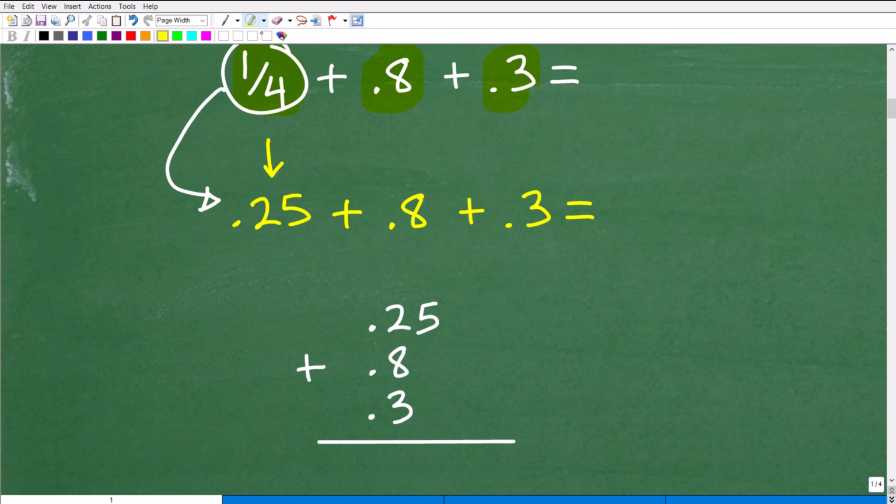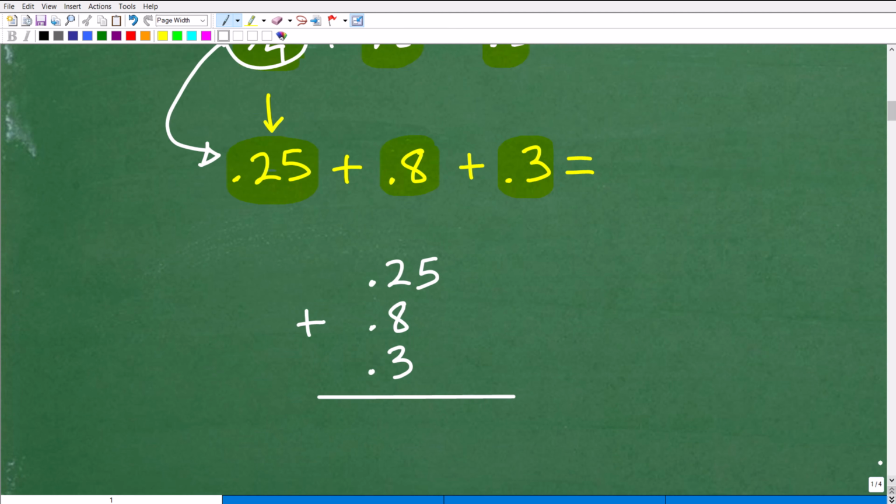Everything here is decimals. We're just adding up 0.25 plus 0.8 plus 0.3. So how do I add up decimals? Well, you add them up just like any other number. So you can add them up in a column way. You could add up these two decimals first or these two decimals first, or you can just add them all up like so. So remember, what you need to do is you first line up those decimal points right here.